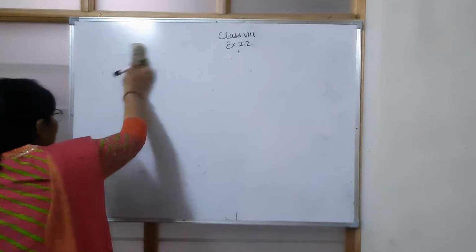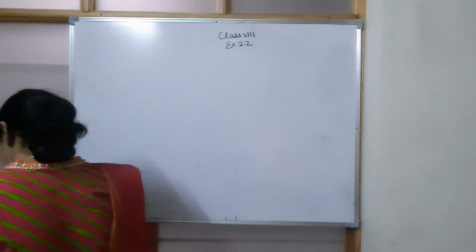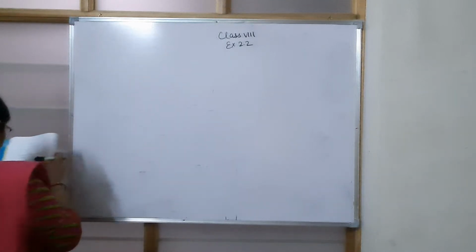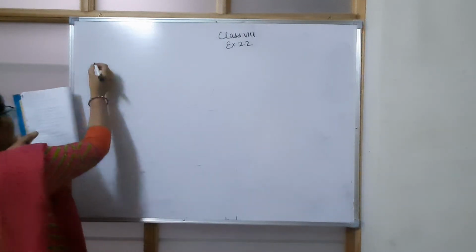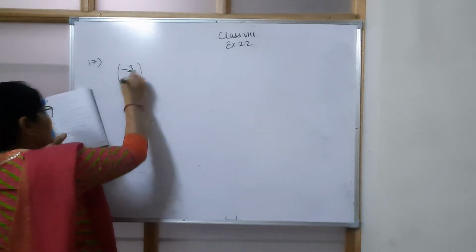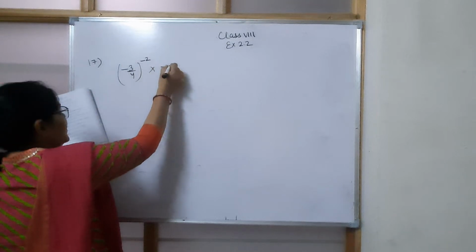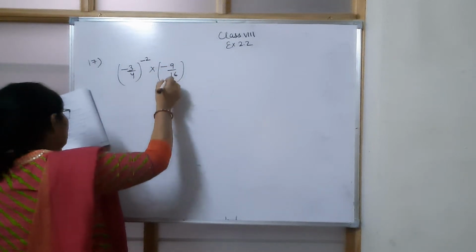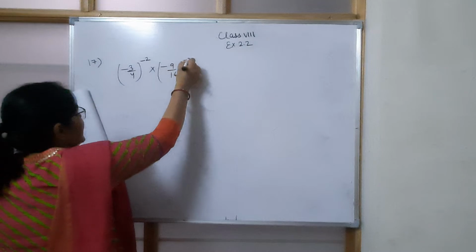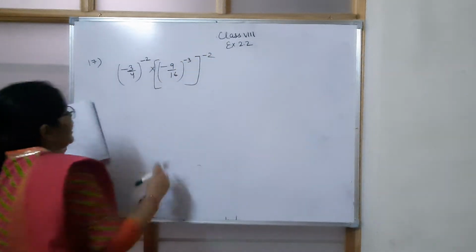Today we will try to just complete the exercise. Alright, find the reciprocal of the number. In question number 17, you just need to find the reciprocal of the number. So minus 3 upon 4 raised to the power minus 2, multiplied with minus 9 upon 16 raised to the power minus 3, multiplied with raised to the power minus 2.